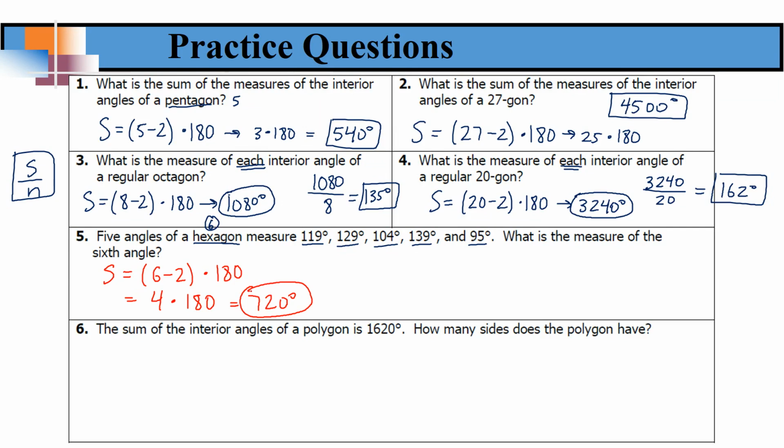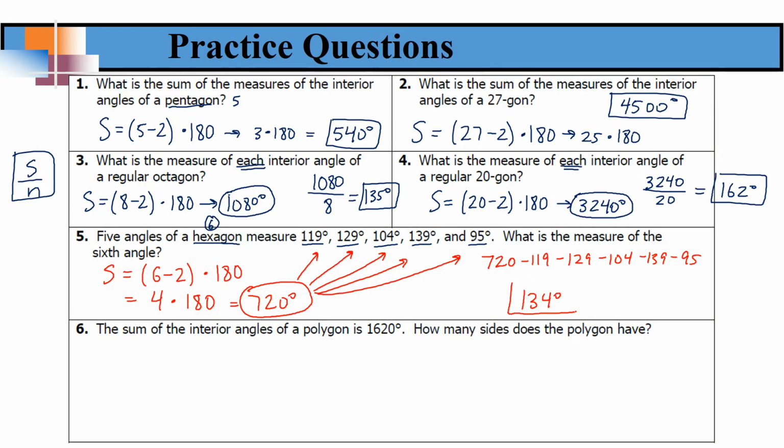All the angles inside a hexagon should add up to give us 720. So if we want to figure out how much is missing, they've only given us 1, 2, 3, 4, 5 angle measures. All we need to do is take 720 and subtract away all the ones they gave us. Subtract away 119, subtract away 129, and 104, and 139, and 95. And let's see what's left. When you do that, you'll be left with 134 degrees. So that final angle that is not given to us must have a measure of 134 degrees.